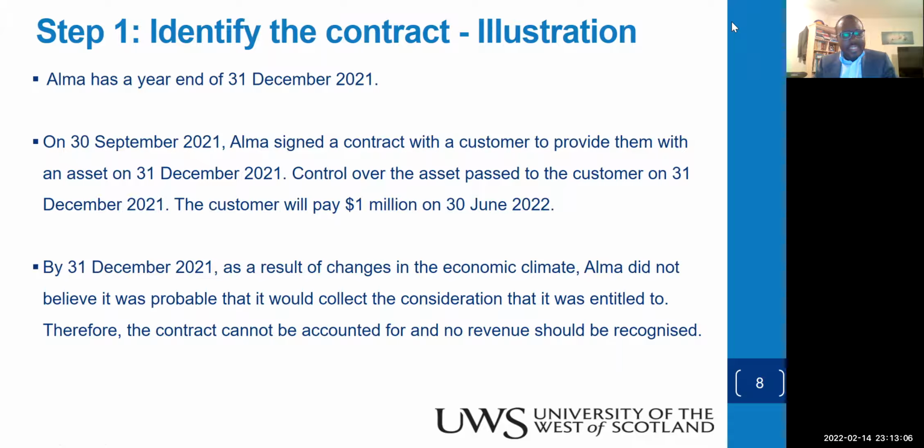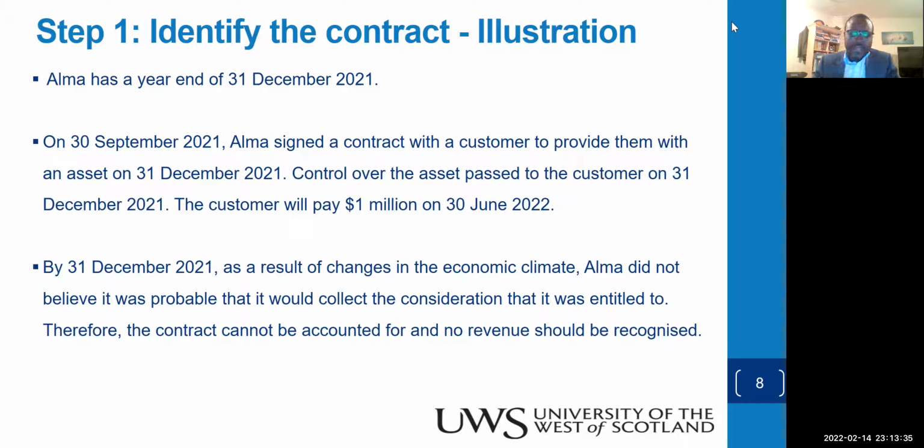So Alma has a year end of 31st December 2021. On 30th September, 3 months to the year end, Alma signed a contract with a customer. Within the contract, Alma said, I'll provide you with an asset on my year end, 31st December. Control of the asset will pass to the customer on 31st December, and it is expected that the customer will pay us 6 months later, 1 million.